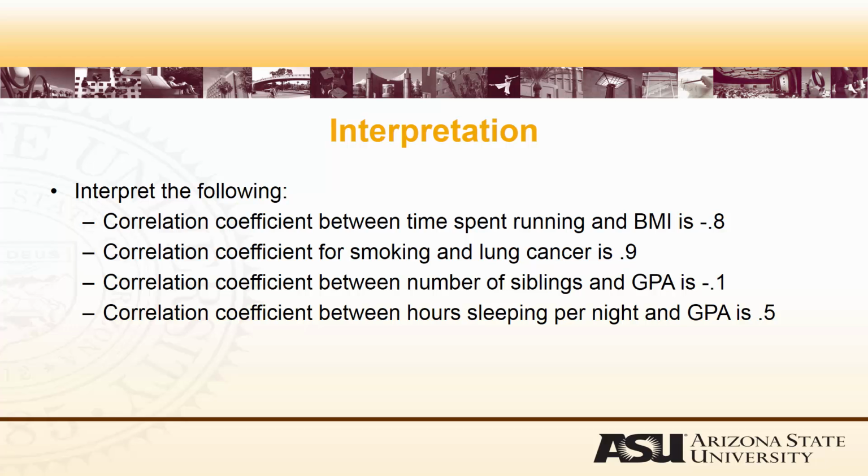Correlation between number of siblings and GPA is negative 0.1. We can see that there's a very weak or no relationship between these two variables, but to the extent there is a relationship, it's negative. So the more siblings you have, the lower your GPA, or the lower your GPA, the more siblings you have. Hours sleeping and GPA is positively correlated, and that's a modest correlation.